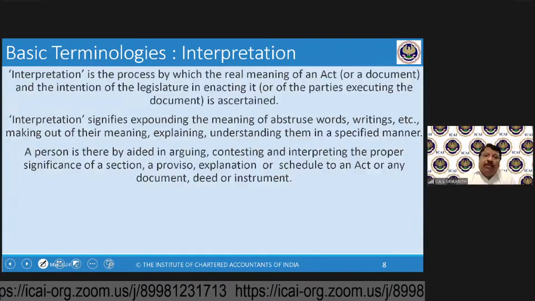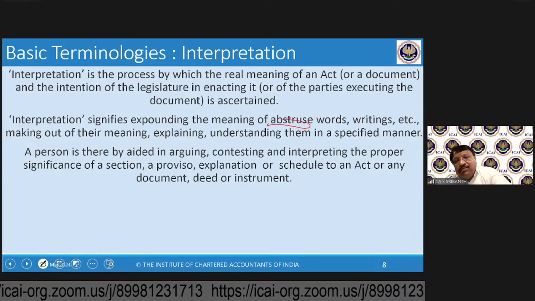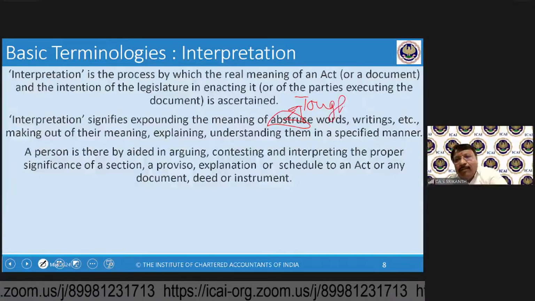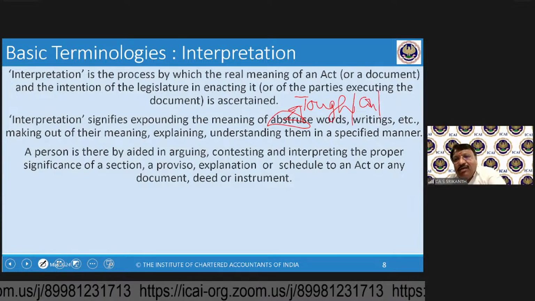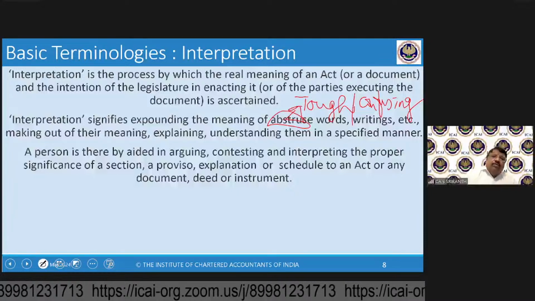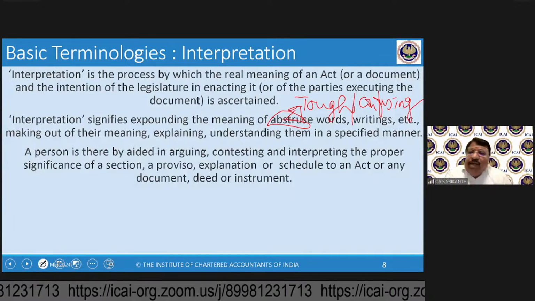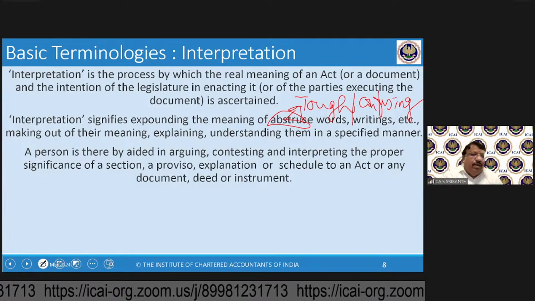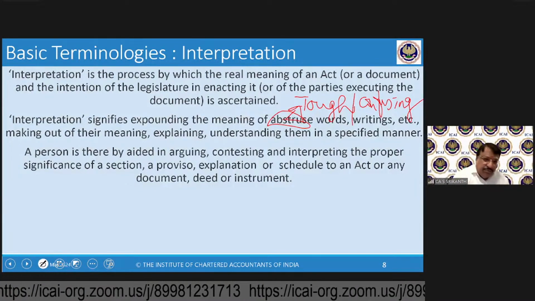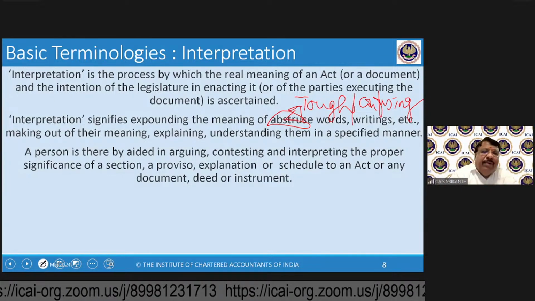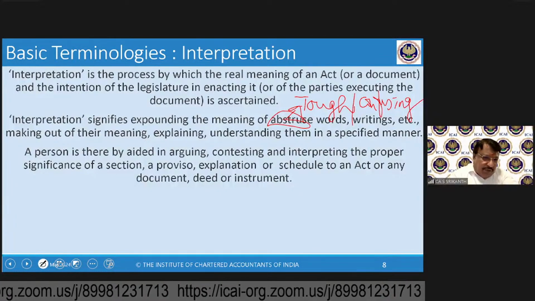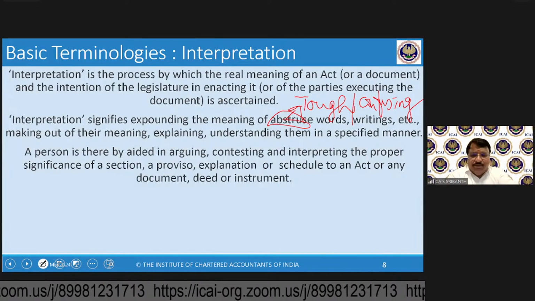Interpretation signifies expounding the meaning of obtruse or abstruse words. Confusing. So basically, interpretation is expounding the meaning of tough and confusing words, writings, etc., making out their meaning, explaining, understanding them in a specified manner. A person is thereby aided in arguing, contesting, and interpreting the proper significance of a section, a proviso, explanation, or schedule.